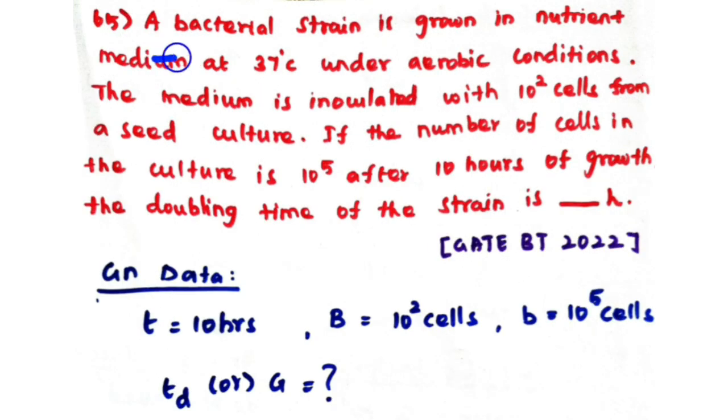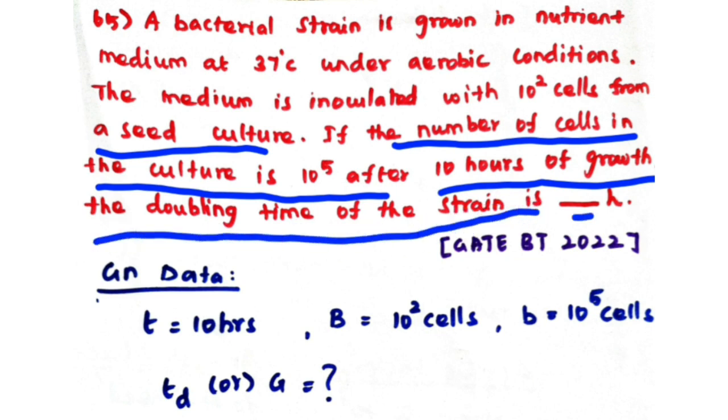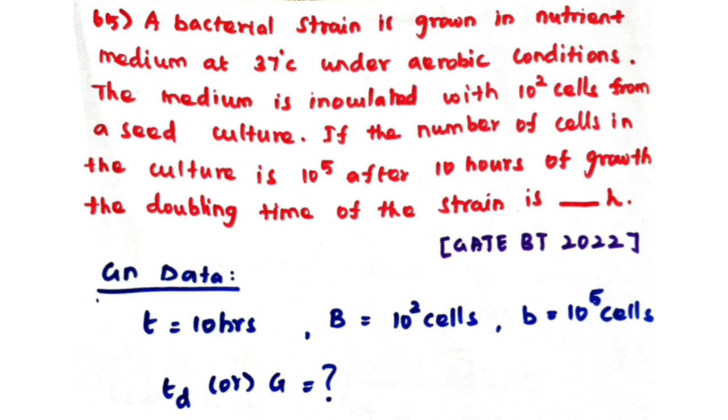Next question is, a bacterial strain is grown in nutrient medium at 37 degrees centigrade under aerobic conditions, that is, in the presence of oxygen. The medium is inoculated with 10 power 2 cells from a seed culture. If the number of cells in the culture is 10 power 5 after 10 hours of growth, the doubling time of the strain is dash hour. So here they have given the time duration of growth as 10 hours. That is, you are growing your organism for 10 hours. So T is equal to 10 hours.